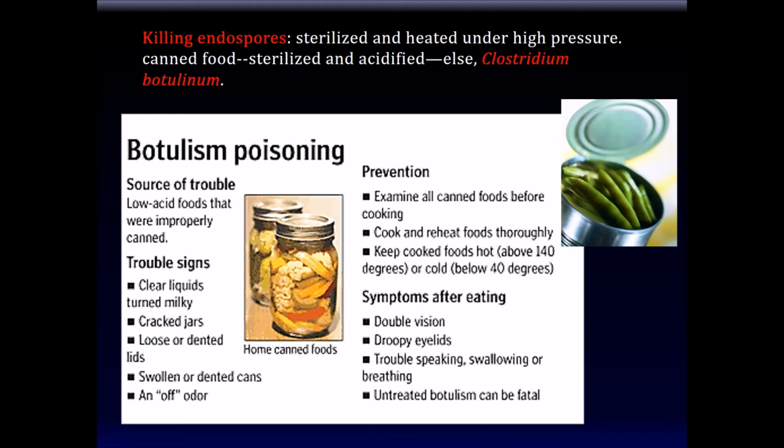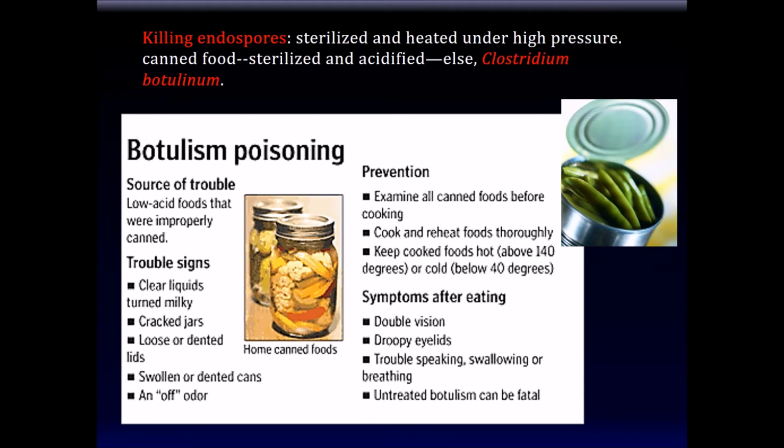This is useful information. The reason you have stuff in cans is to prevent endospore formation. If you ever see a little film of stuff on top of it, throw it away. So canned food, to kill endospores, you sterilize, heat it under pressure, and can the food, sterilize and acidify. If you do all of the process, the endospores are all killed.